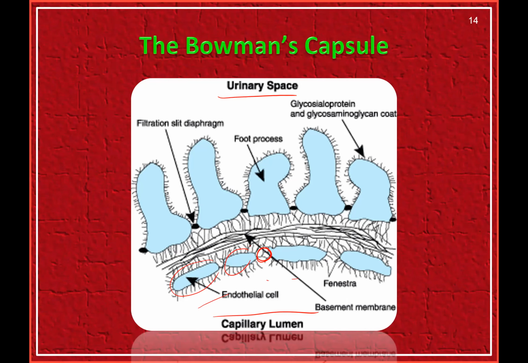Then there is the basement membrane, which has to be permeable. In diseases where the basement membrane is involved, the movement of electrolytes and water through it will be a problem. There are foot processes on the urinary space side of the Bowman's capsule, and there are again openings there, and these openings also allow water and electrolytes to be filtered.